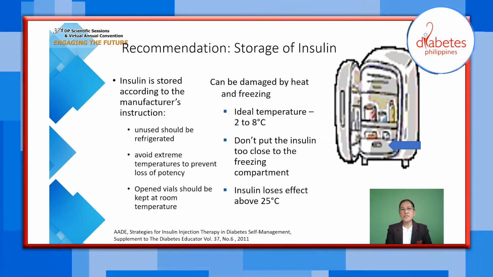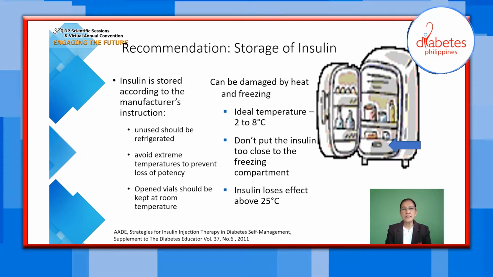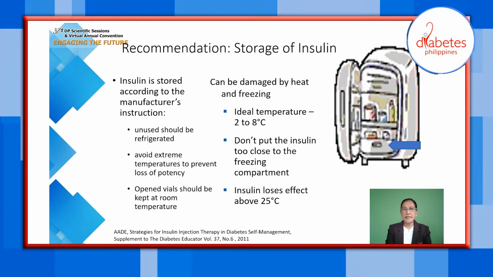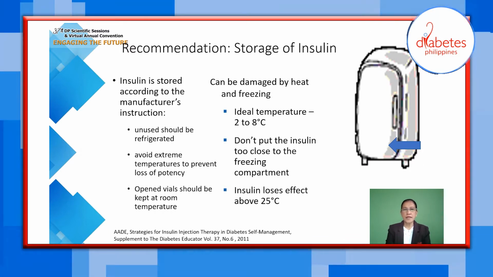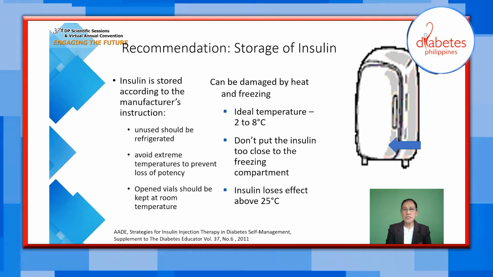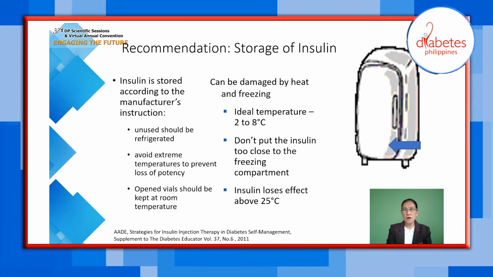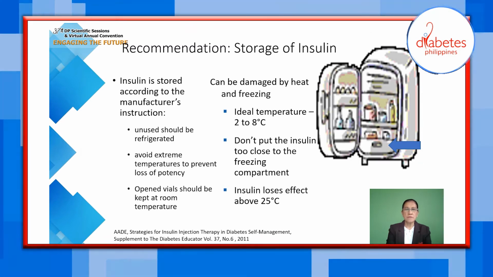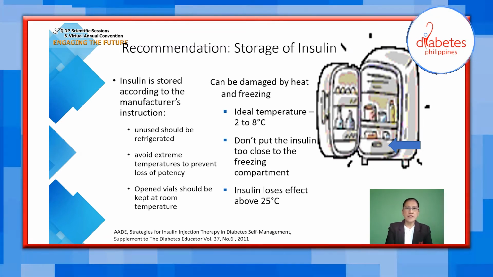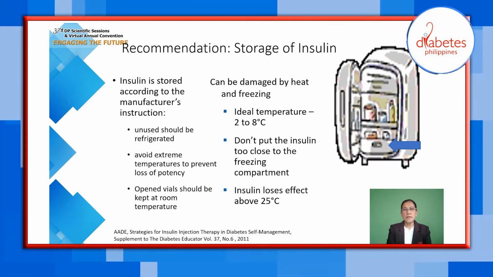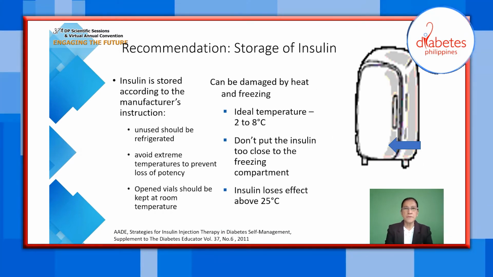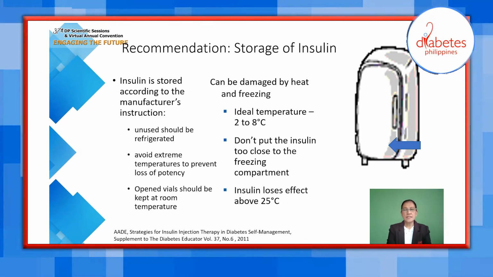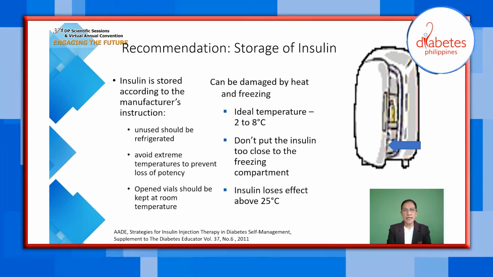For the storage of our insulin, it is recommended that the insulin not in use should be placed in ideal temperature, which is 2 to 8 degrees centigrade, which it could be placed in the lower part of the refrigerator, which is in the vegetable compartment. We encourage the patient to put it first in a container which is clean so that it will be well protected.